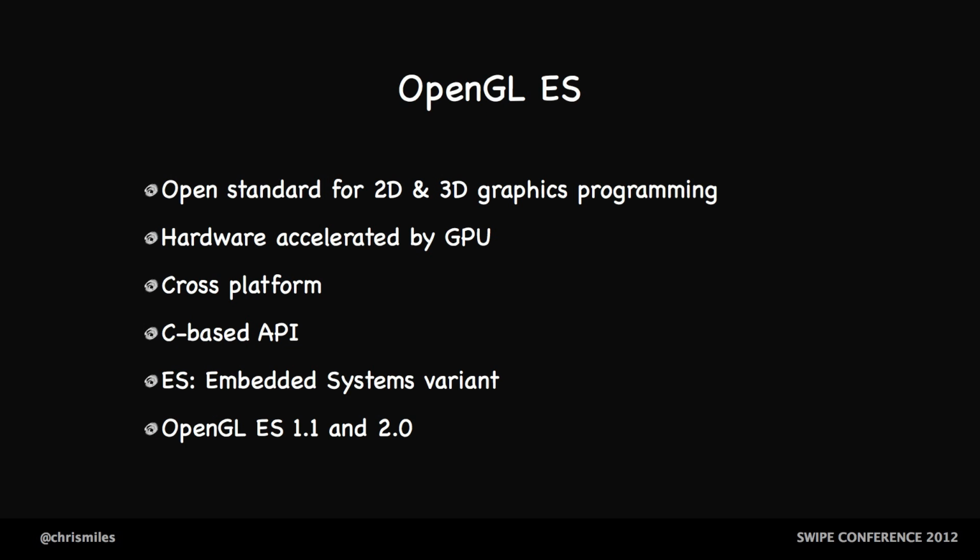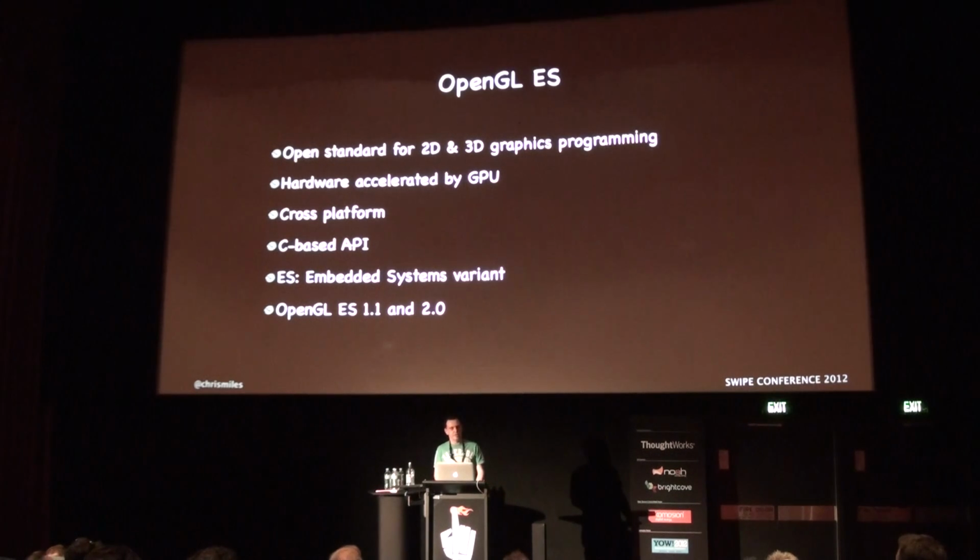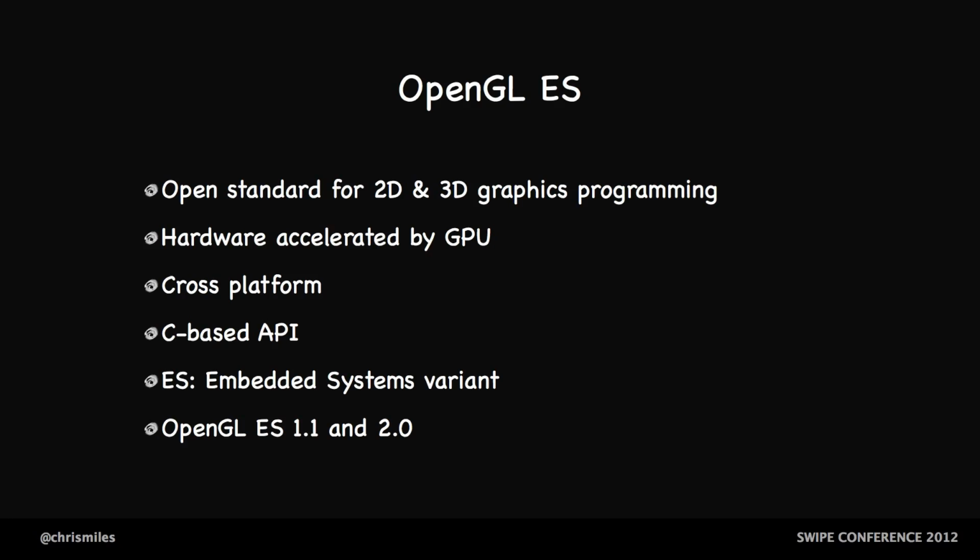It's a cross-platform and C-based API. And the ES part of OpenGL ES is the embedded systems variant as opposed to the desktop version of OpenGL. So the embedded systems variant is kind of like a cut-down, more optimized version of OpenGL for mobile and embedded devices.